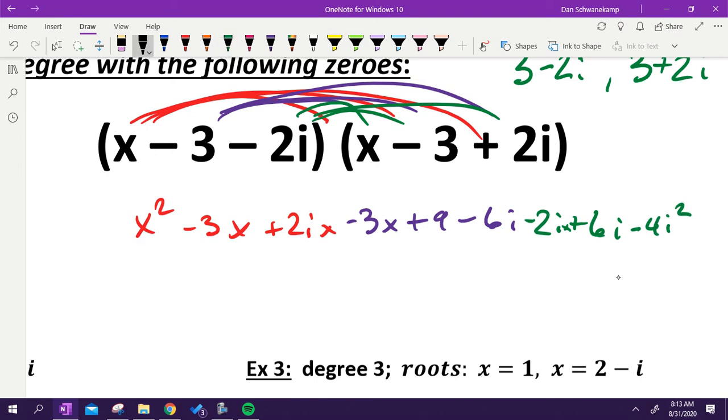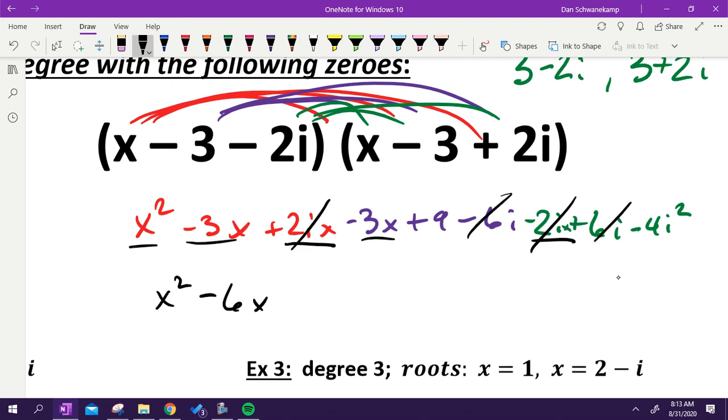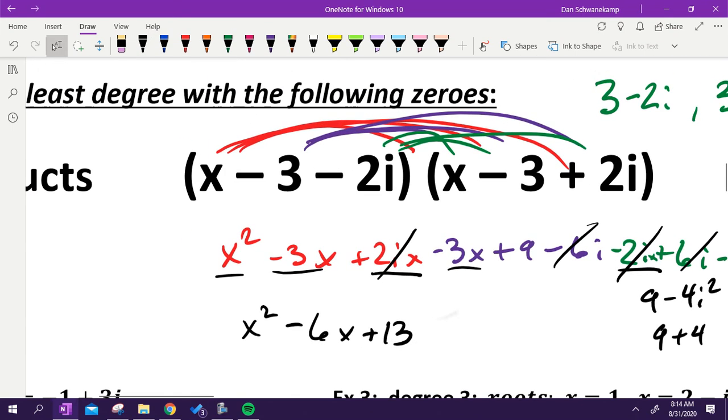You combine like terms, so I've got an x squared. Minus 3x, so minus 6x. Plus 2ix minus 2ix, those two things are going to cancel. I got a negative 6i and a plus 6i, those two things are going to cancel. And then I've got 9 minus 4i squared, that's like 9 plus 4, oh yeah, that gets me 13. You could FOIL it all out and get it that way. That perfectly works. Definitely not your favorite thing to do.